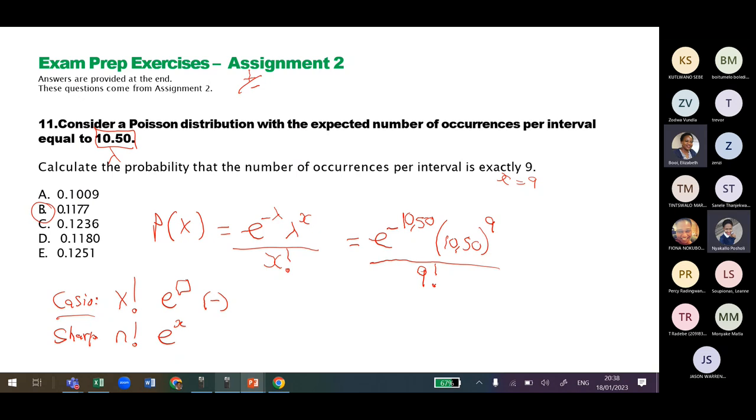Can you see how complex this is? Easy. Those with a Casio calculator, use your fraction button. You will press the fraction button, then press shift, and then press the E button. Then you put in the negative and then 10.5 inside there, and then you go out with the arrows.